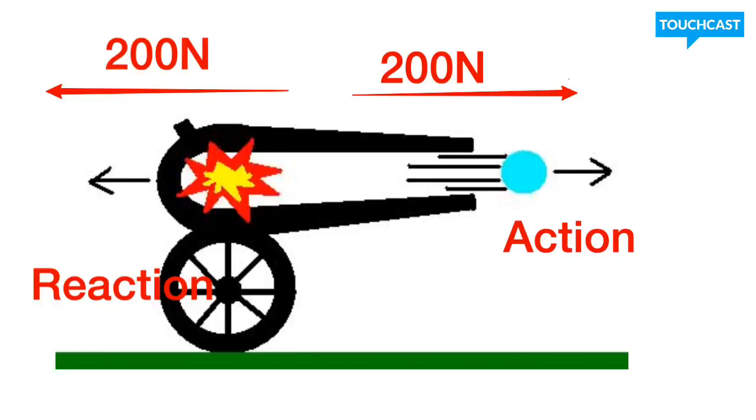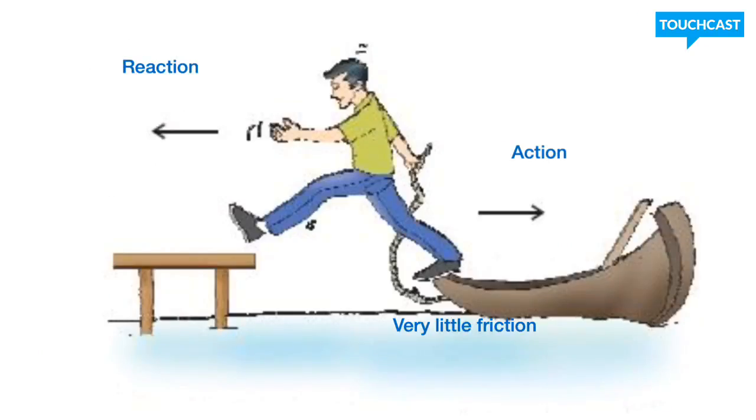Alright, let's look at one more example and then we'll be done. Alright, this example uses a man basically stepping off of a boat onto a dock. Whenever his foot pushes force down into the boat, it pushes him forward. So basically the action is him pushing down into the boat, causing the boat to go backwards, and the reaction is the force gets put back into the man and he goes forward onto the dock.